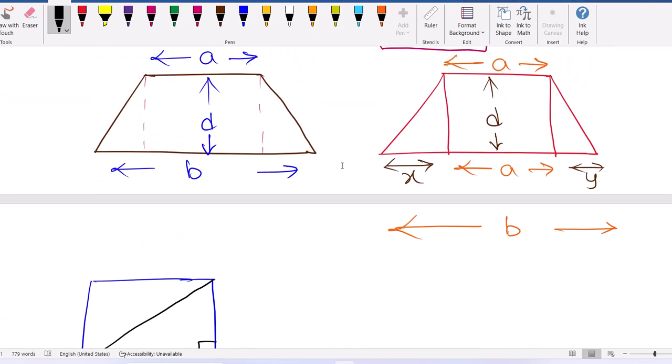Now here, this three areas are A1, A2, A3. What is A1 here?